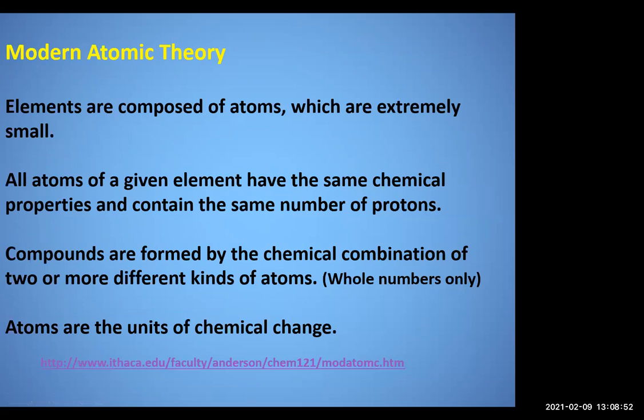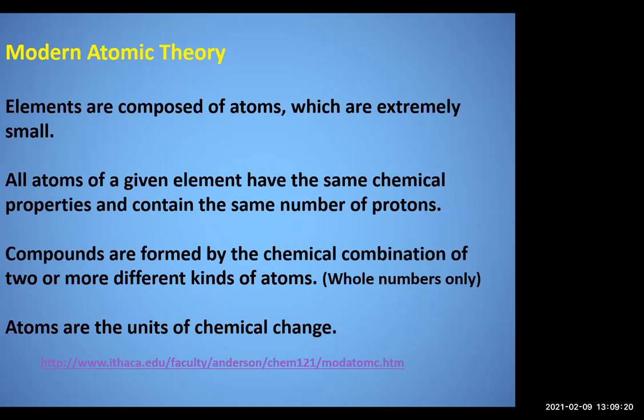So all elements, modern atomic theory states that all elements are composed of atoms. Atoms are extremely small. All atoms of a given element have the same chemical properties and contain the same number of protons. Some elements will have different numbers of neutrons, but they always have the same number of protons. These are called isotopes. We'll get to that in just a second.